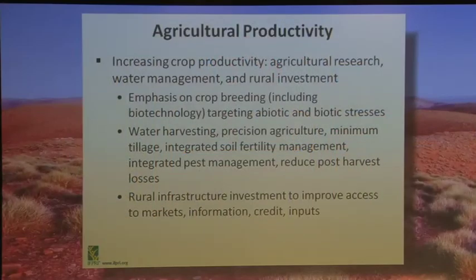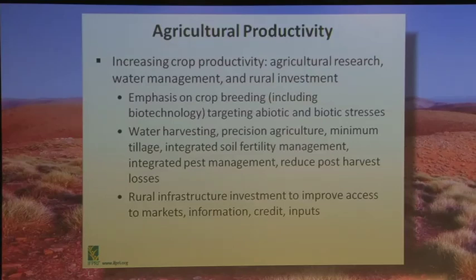Here again, some of the key areas: agriculture research, water management, and then rural investment. Again, here I'm focusing mainly on the developing world, but particularly in the crop breeding, a lot of these apply to the developed world as well. So crop breeding, including biotech and GM, that target the biotic and abiotic stresses, climate change, and pesticides, is absolutely essential. And as we showed in that one scenario, higher investment can have very high payoffs.